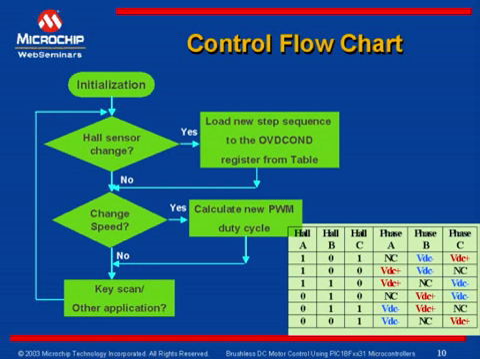And any change in speed command is read either using a potentiometer, as we have seen earlier, and a new PWM duty cycle is calculated and loaded to the appropriate registers, the duty cycle registers. Other applications also can be interfaced, like key scanning to control the direction of rotation, or to control start and stop of the motor, or other applications can include LCD interface or 7-segment LED interface, etc.